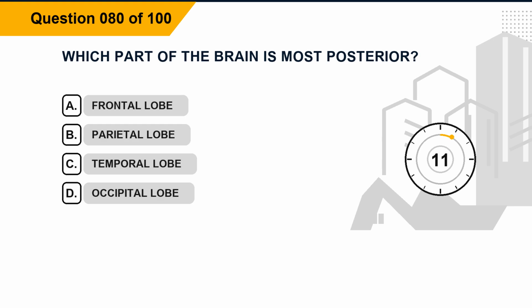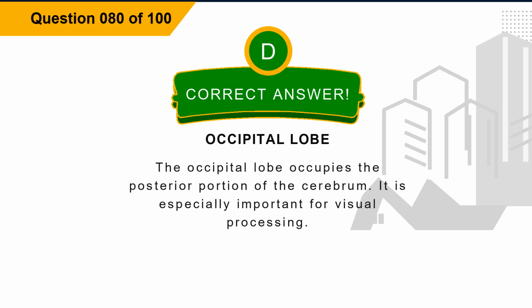Question 80. Which part of the brain is most posterior? Option A, frontal lobe. Option B, parietal lobe. Option C, temporal lobe. Option D, occipital lobe. The correct answer is option D, occipital lobe. Explanation. The occipital lobe occupies the posterior portion of the cerebrum. It is especially important for visual processing.